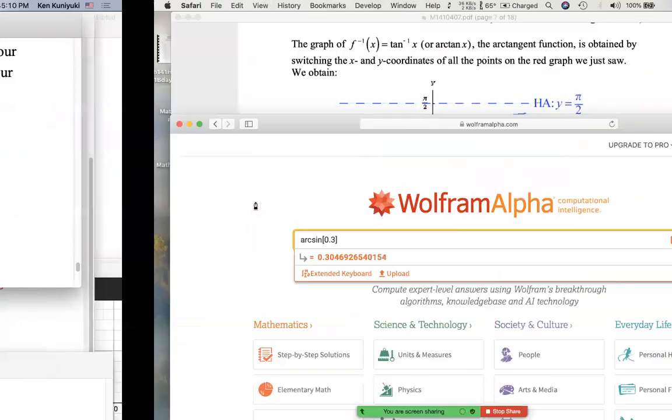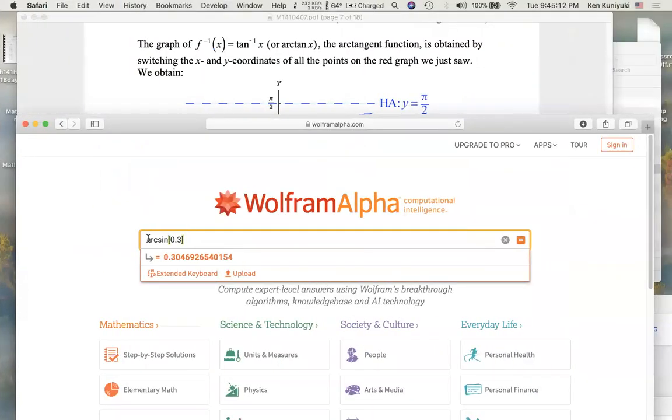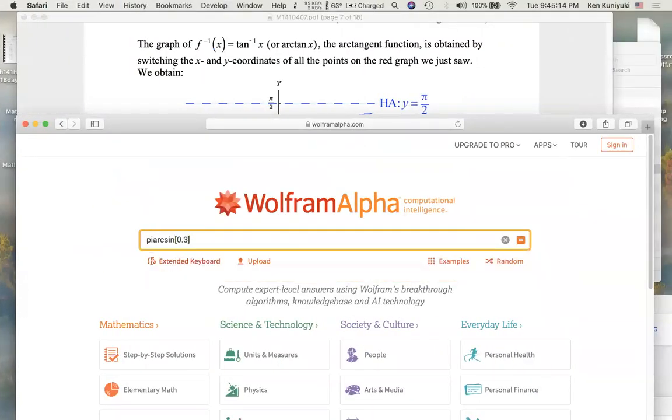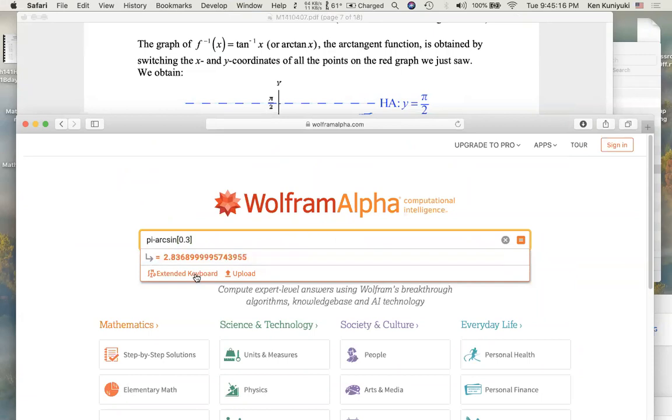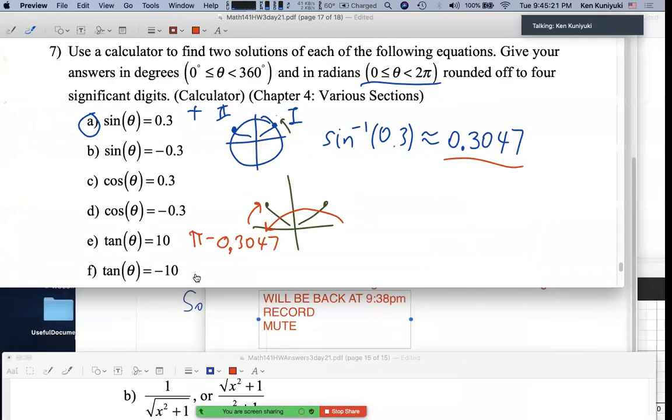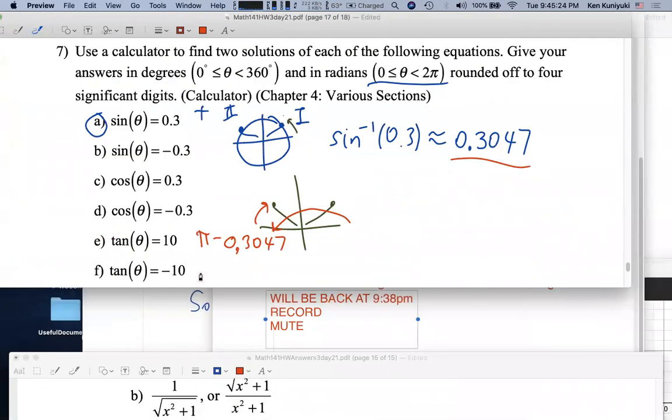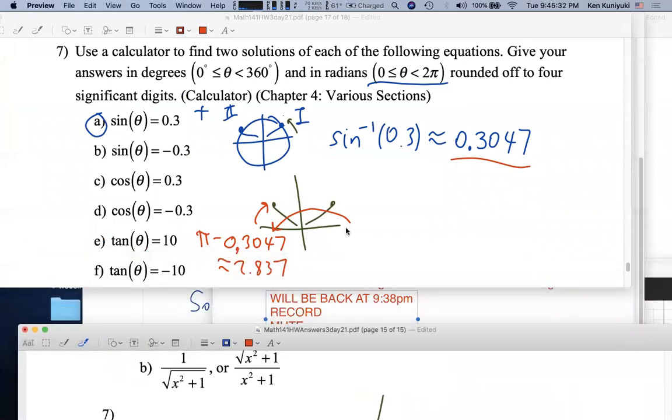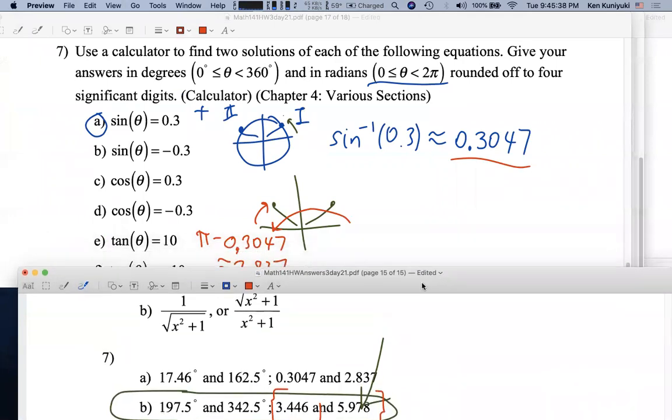Okay, so what is that? Well, I can just go pi minus this, right? Pi minus that, 2.837. Okay, find the two solutions. So if you list them out, I'm fine.